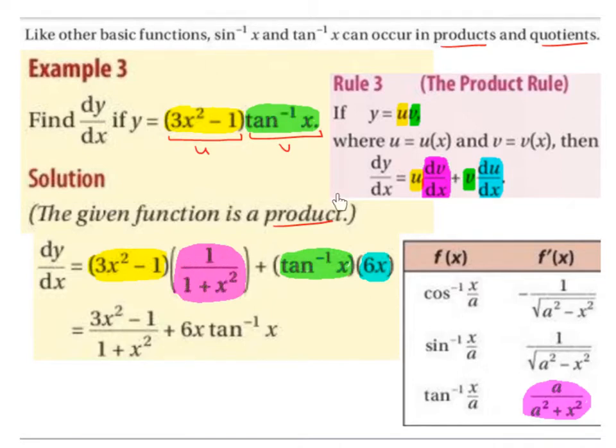Then we have a plus. Then our v is the inverse function of tan of x. And then du dx is going to be 6x. The derivative of 3x squared is 6x. Then we simplify. 3x squared minus 1 multiplied by 1 is 3x squared minus 1. And then our denominator will be 1 plus x squared, plus the 6x comes in front of the inverse tan of x.